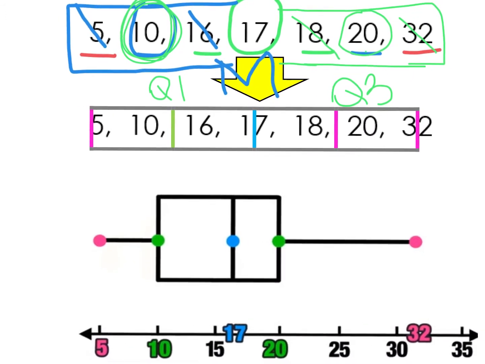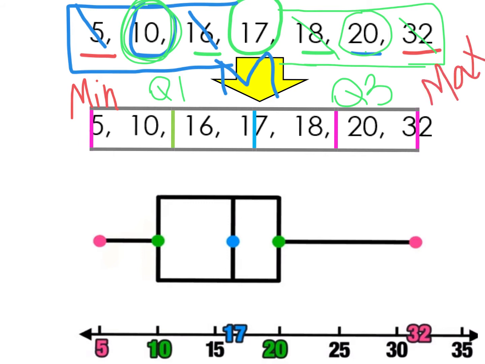Now, we also have 2 other numbers that are pretty important in the box plot, and that's your lowest number and your highest number. This is also referred to as your minimum. So I'm going to put min for minimum. And then the highest number is known as your maximum. So I'm going to put maximum number over here.